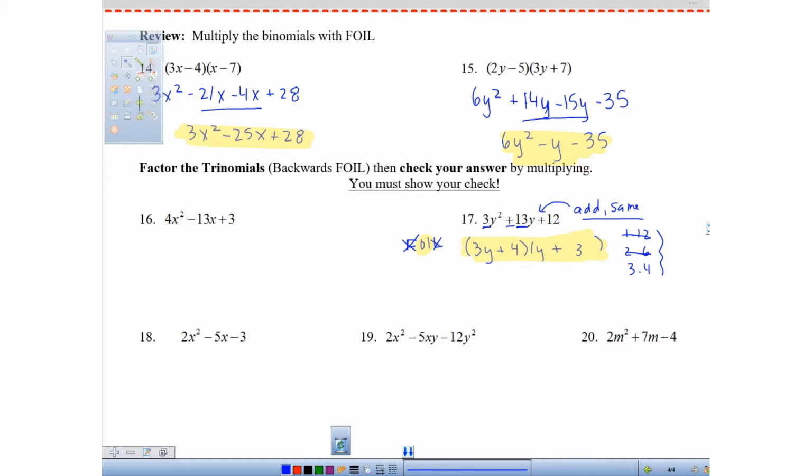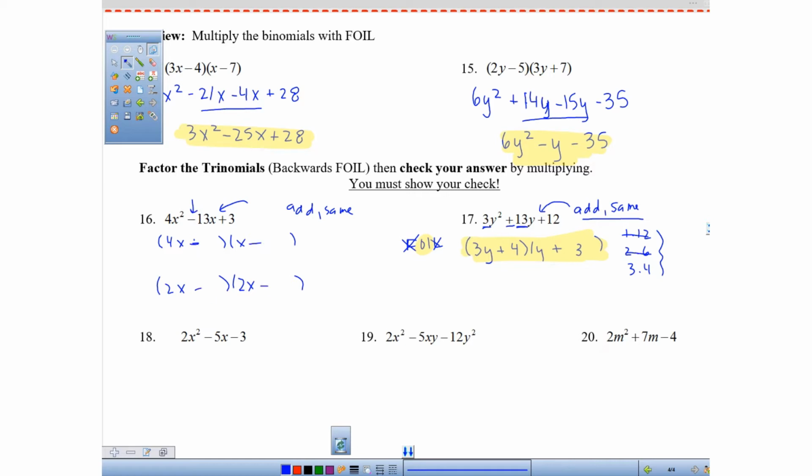Let's go to 16. The reason 16 is tough, you guys, is that 4x squared could split to a 4x and a plain x, but it could also split to a 2x and a 2x. So we've got multiple parenthesis options. Okay, the sign in front of the 3 is a positive. So that tells you that you're adding and the signs are the same. So to see what they're both going to be, look in front of the 13 and you can tell they're both going to be negative.